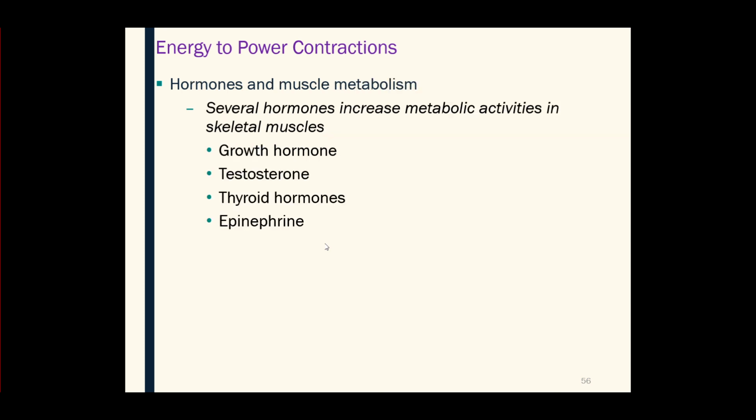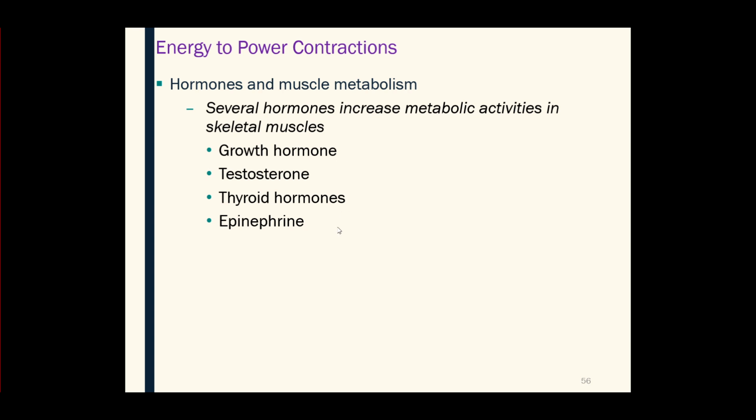And then the last slide for this lesson is we do have some hormones. These are hormones you do talk more about in detail in anatomy and physiology too, that help to control muscle metabolism. They would be growth hormone, right? We'll learn that's produced by a gland called the pituitary gland, testosterone, thyroid hormones, and epinephrine. These are hormones that actually increase the metabolic activity of the skeletal muscles, right? So you kind of release these when you are doing your exercise.